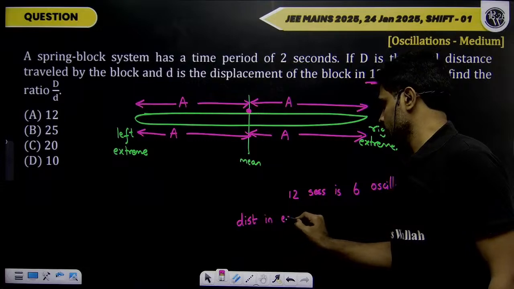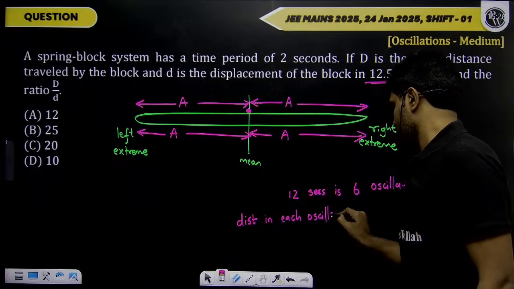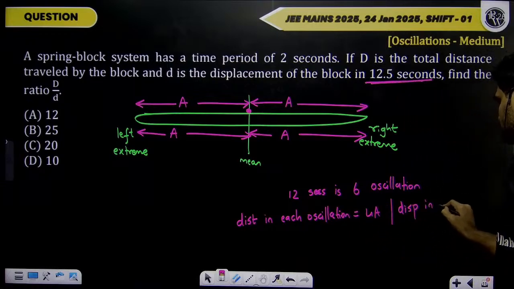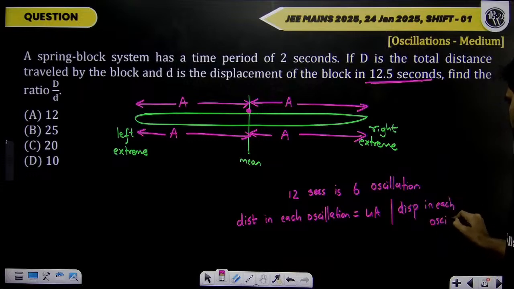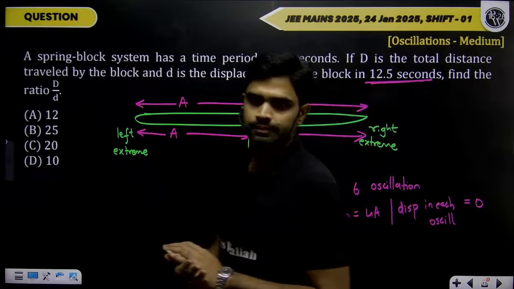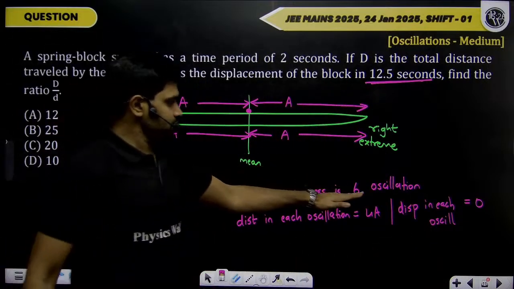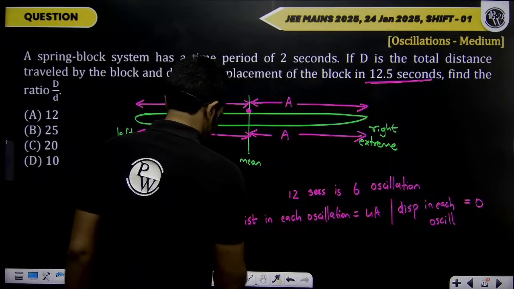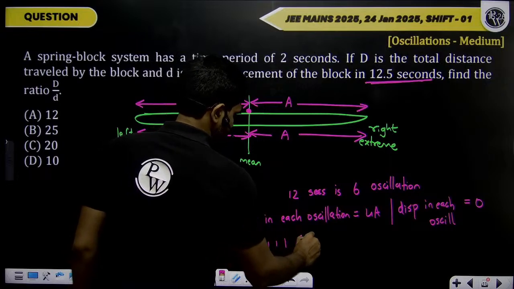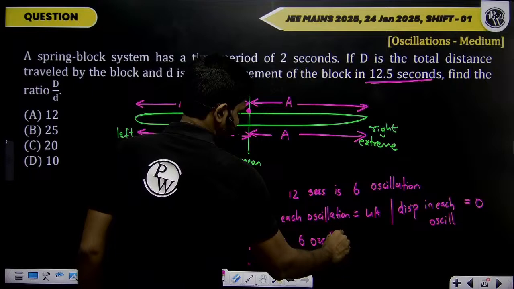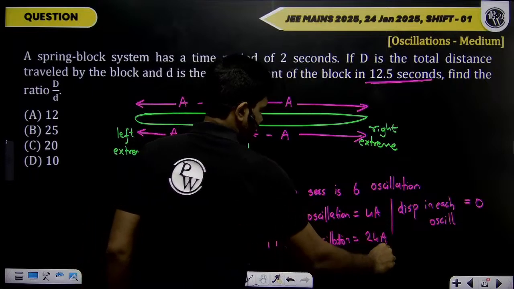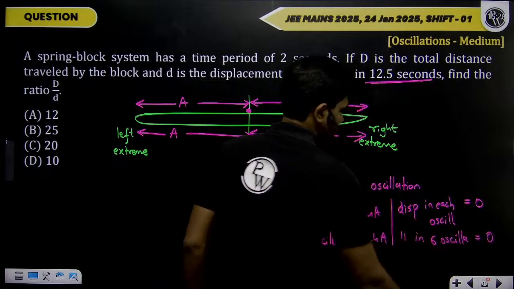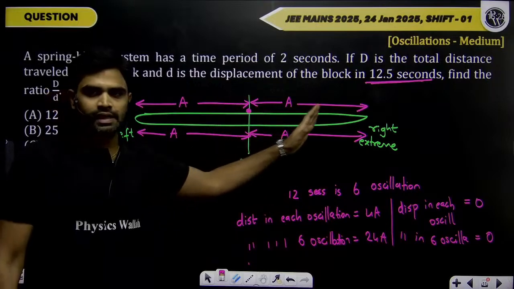Distance in each oscillation is 4A, whereas displacement in each oscillation is 0. Now in 6 oscillations, the distance will be 6 into 4, which is 24A. The displacement in 6 oscillations is still 0, because after 6 oscillations the particle is again at the same point where it started.